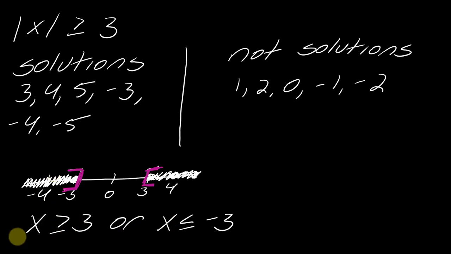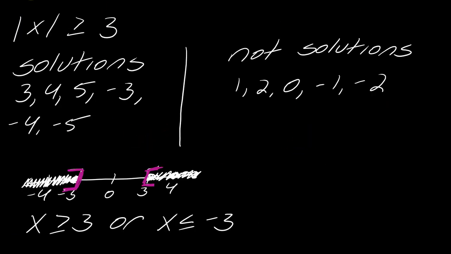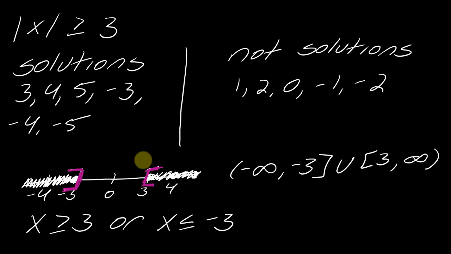And so this is the general setup for a problem, right? So that's where that comes from. And then how would we express this in interval notation? So I'm starting here. So this is negative infinity. So I go from negative infinity to stop here at -3, include -3. And then I make this jump from -3 to +3. So I'll use the union symbol. And then from 3 to infinity.